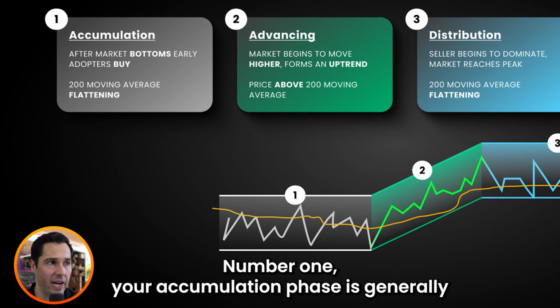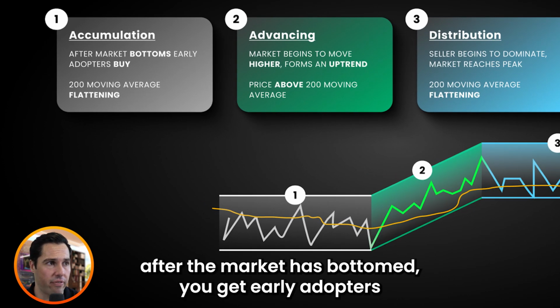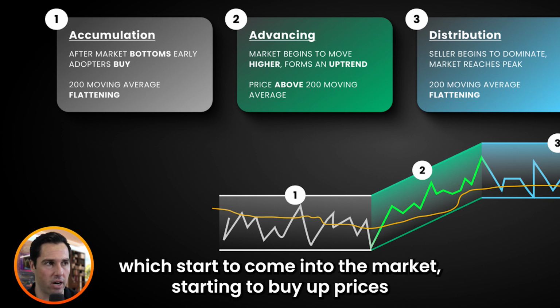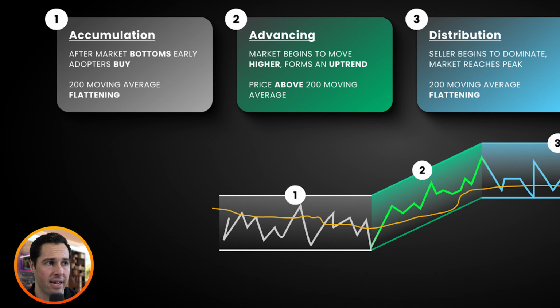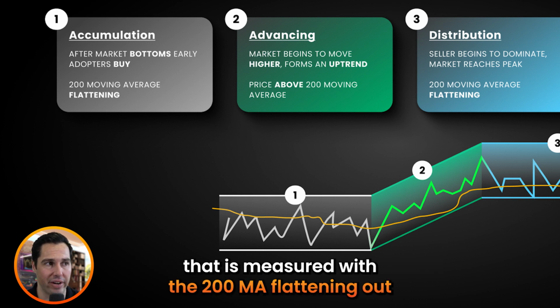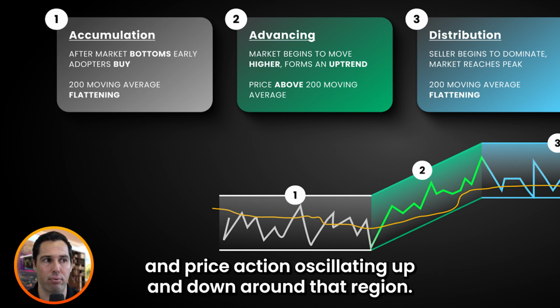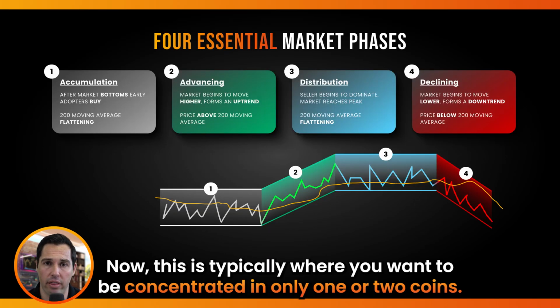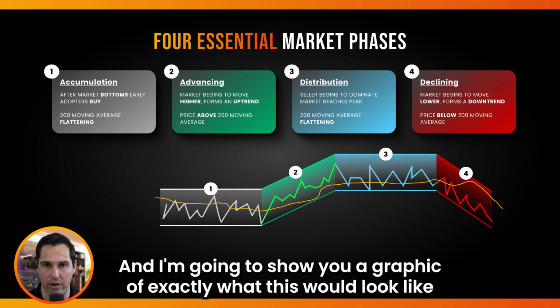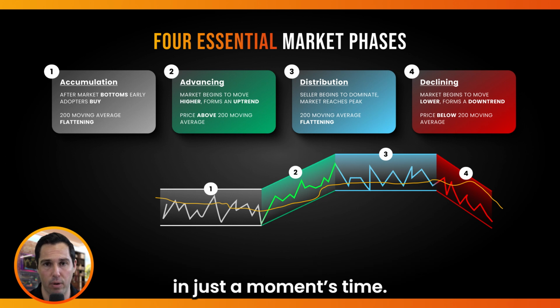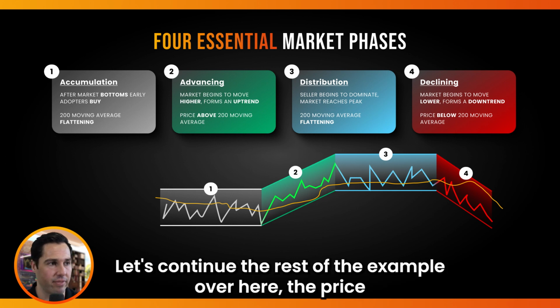Number 1, your accumulation phase is generally after the market has bottomed. You get early adopters which start to come into the market, starting to buy up prices. That is measured with the 200 moving average flattening out and price action oscillating up and down around that region. Now, this is typically where you want to be concentrated in only 1 or 2 coins. And I'm going to show you a graphic of exactly what this would look like in just a moment's time. Let's continue the rest of the example over here.